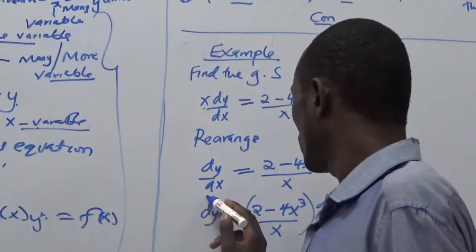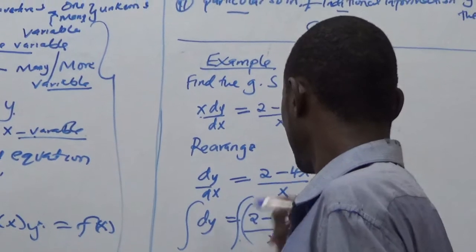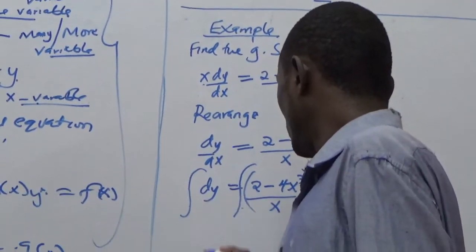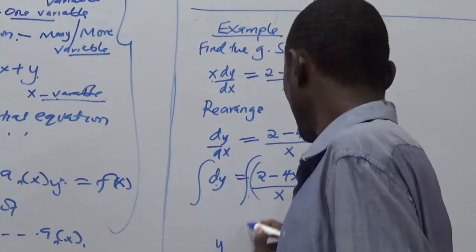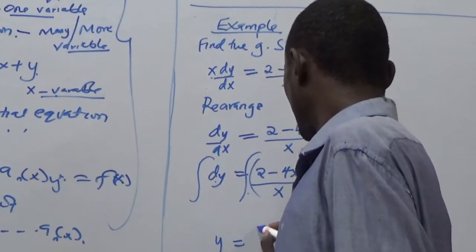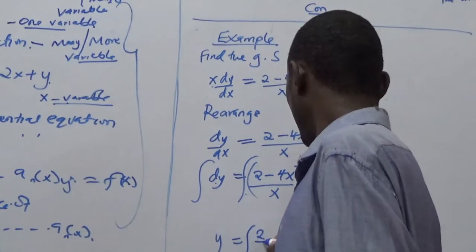Then you will integrate. Now, when you integrate dy, you get y. This one we integrate, this one will be 2 over x.